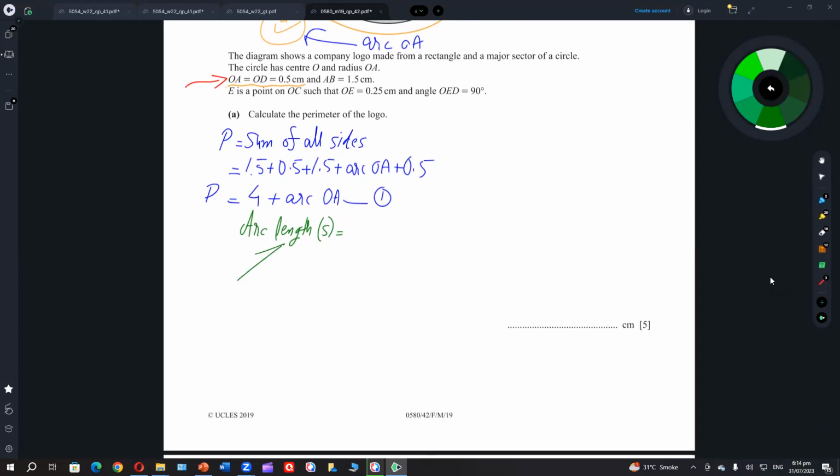Yes, sir. But I know you said 2 pi r. No, I'm asking you the formula for arc length. Oh, okay. Sir, what does the S represent? The formula you're telling is for the area of the sector.